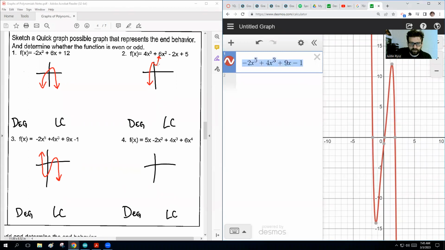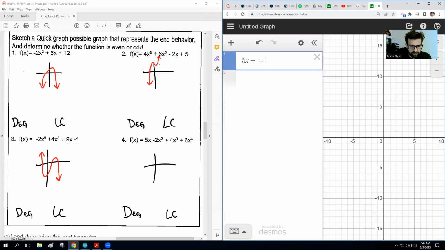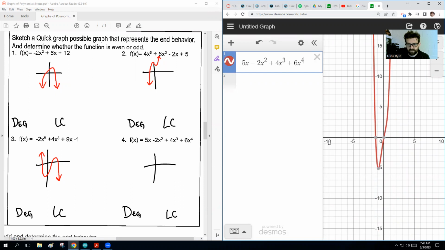We got 5x minus 2x squared plus 4x to the third plus 6x to the fourth. Okay, kind of like a parabola. A little wonky right there, but okay.